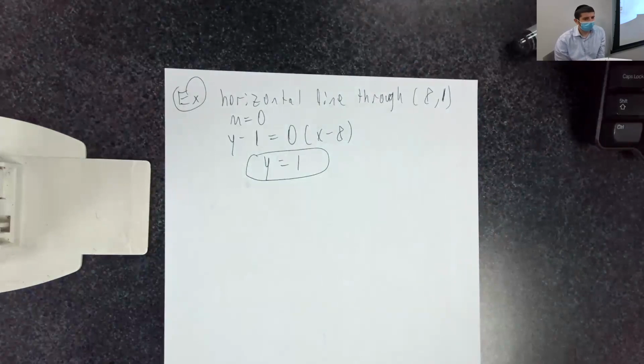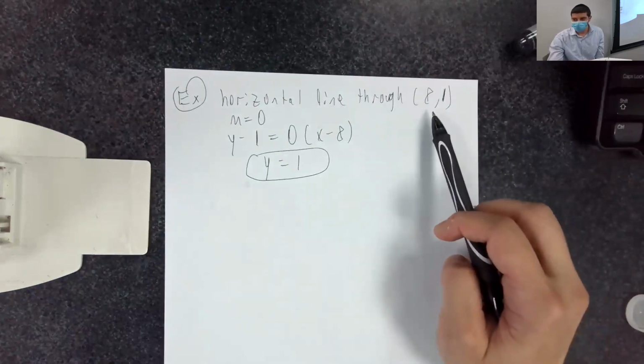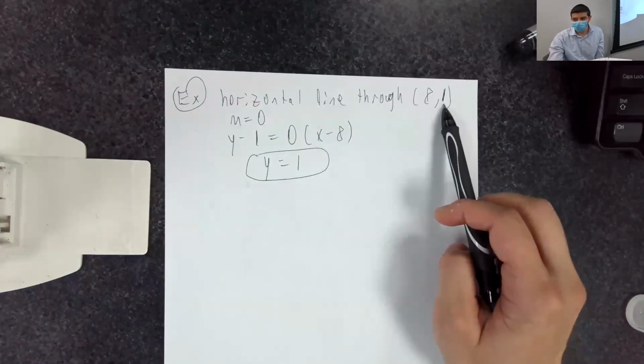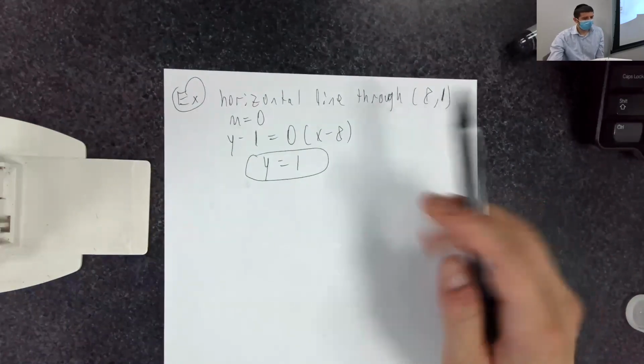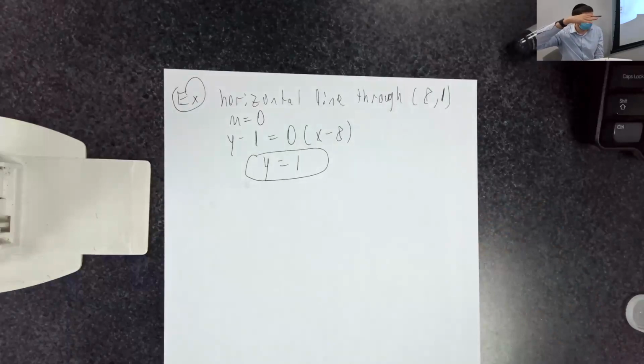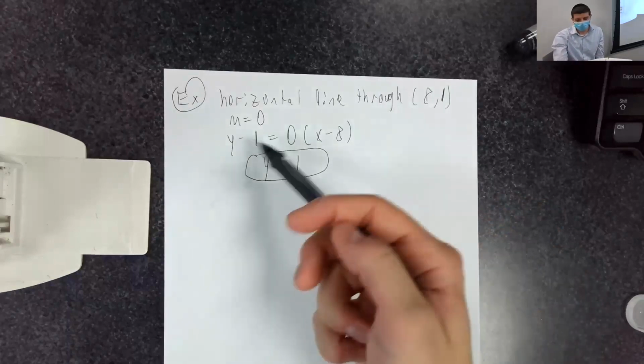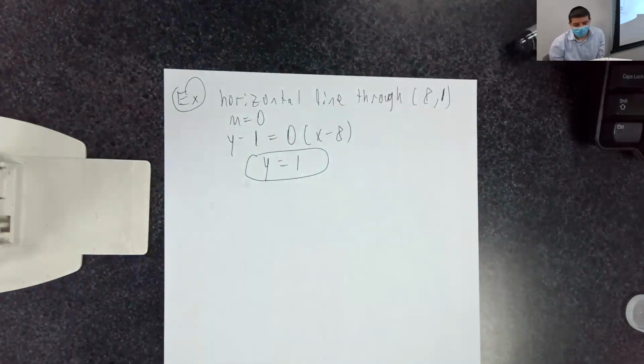That's how a horizontal line will be. It'll be y equals something. So horizontal lines are y equals a number. You could have just read it off by saying, oh, it's horizontal through (8, 1). The 8 doesn't matter, it's horizontal, so it's just y equals 1. So you could have read it off, but this is the more formal way to do it.